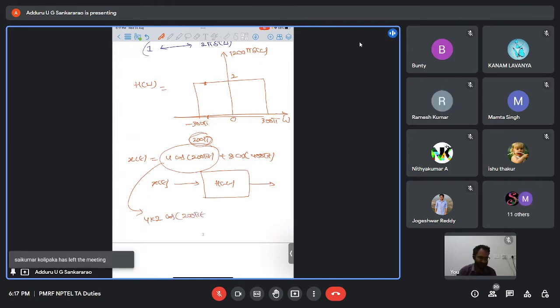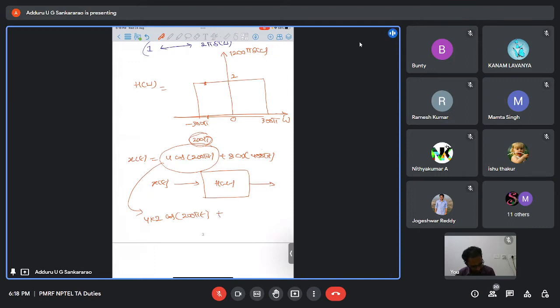And what about the phase? There is no phase, right? Here, zero phase, since H of omega is a rectangular pulse, so it's a real one. You will not have any phase. Zero phase means no phase is added.